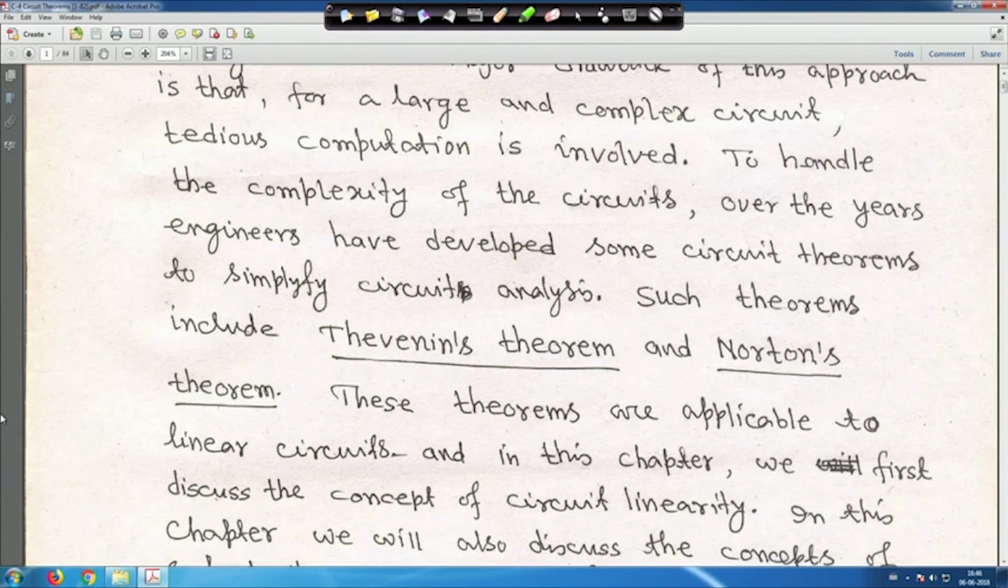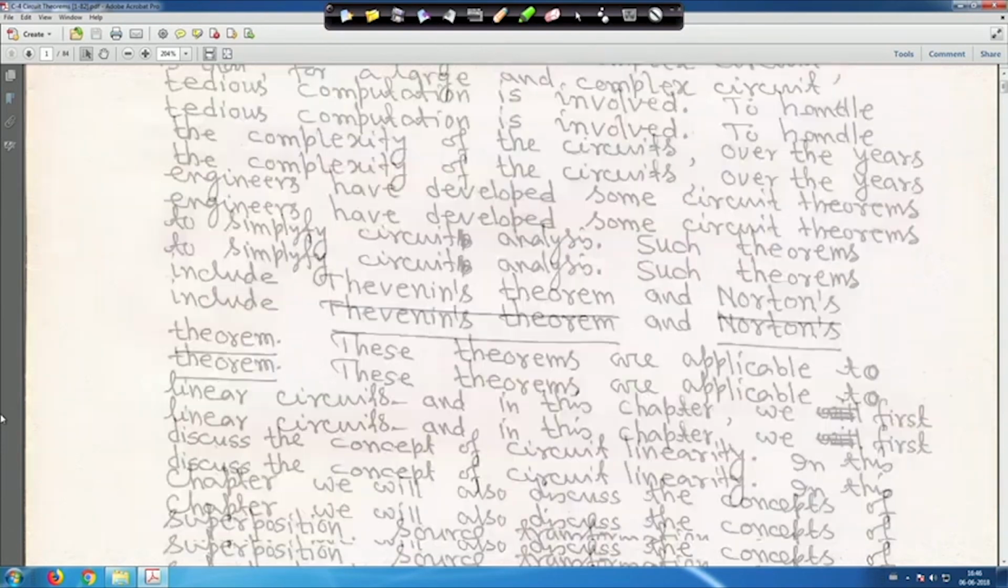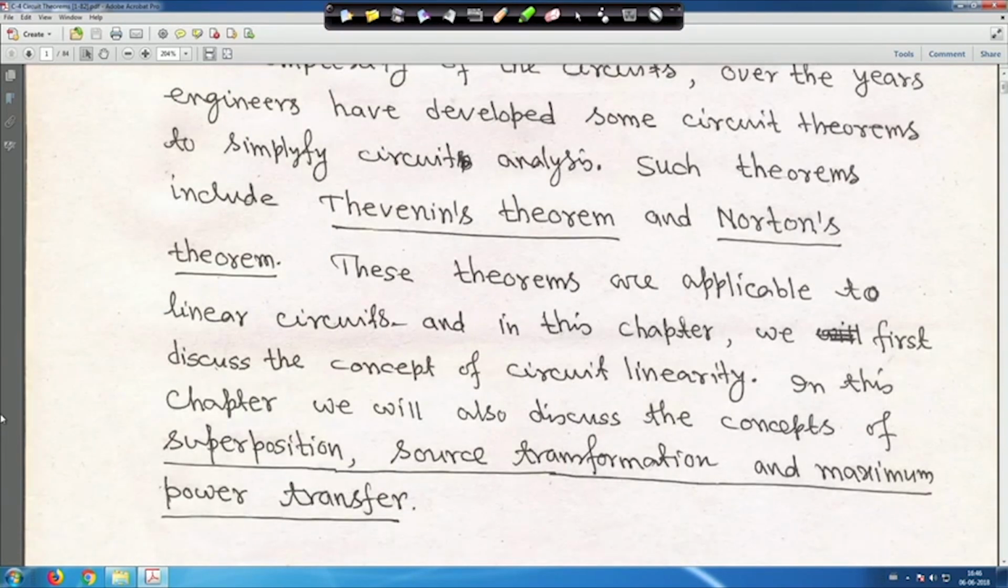These theorems are applicable to linear circuits, and in this chapter we first discuss the concept of circuit linearity, and also the concepts of superposition, source transformation and maximum power transfer. I have underlined those things. So, in circuit theorems we will learn Thevenin's theorem and Norton's theorem, apart from that superposition theorem, source transformation and the maximum power transfer condition, for DC circuits first.